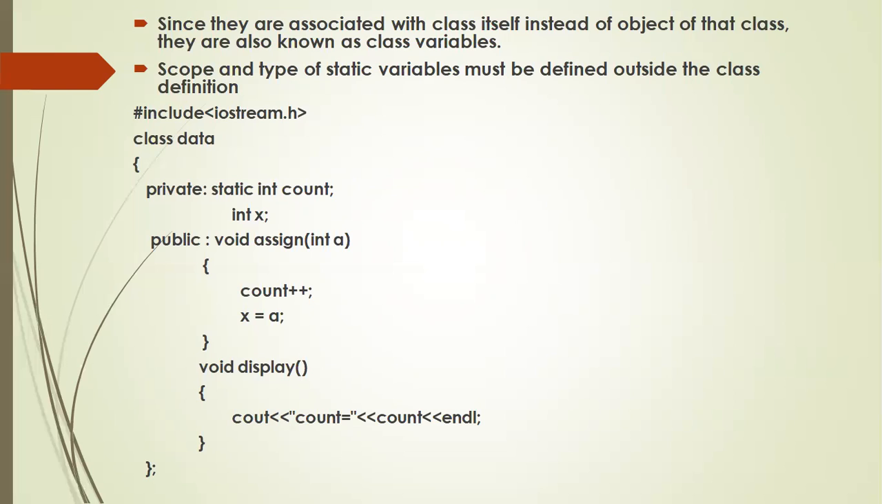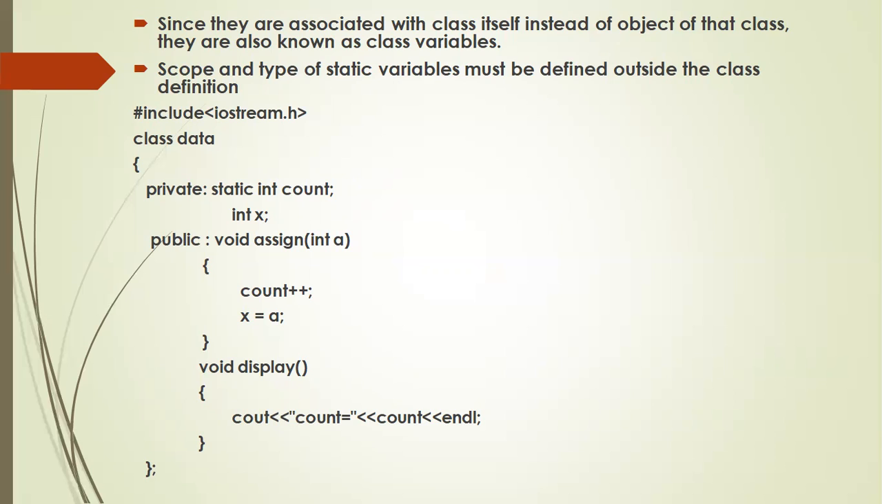Within that, I've written the statement count++, and whatever value you are passing is assigned to the data member x. And the purpose of the display function is to display the value of count. So within the display function, you write the statement cout count equal to count, endl, close the function, close the class. When you look at this class definition, you can understand that this class has two data members, x and count. x is non-static and count is static. Just two member functions, assign and display.